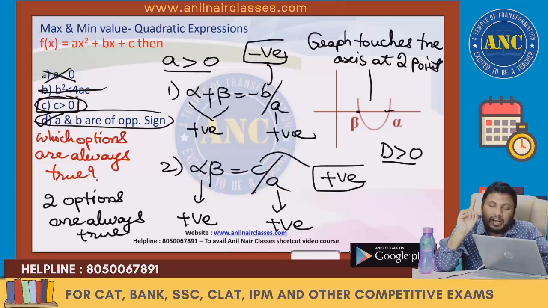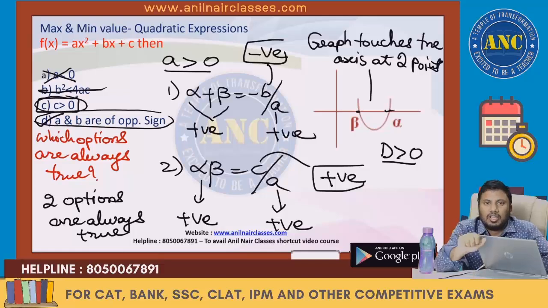Graph is growing upwards. A is greater than 0. Sum of the roots is minus b by a. 2 positive, answer will be positive. A is positive, B should be negative, because negative into negative should give you positive. A and B are of opposite sign. Alpha beta is C by A. Both are positive. A is positive, C should be positive. C greater than 0. Very, very good question.